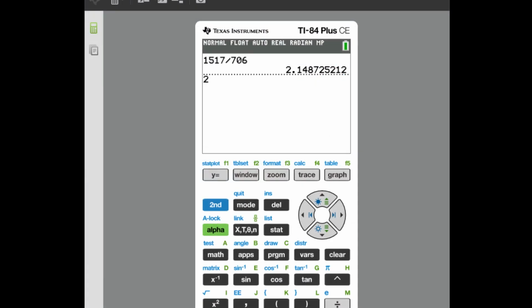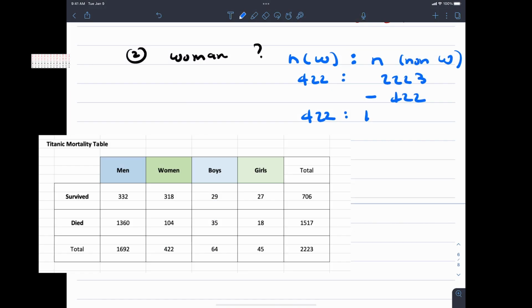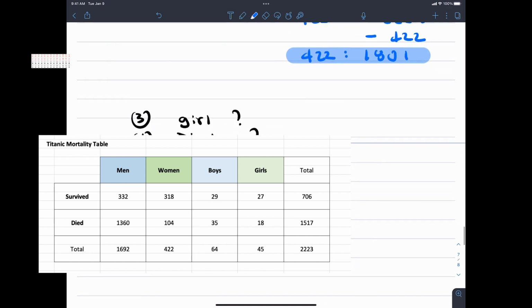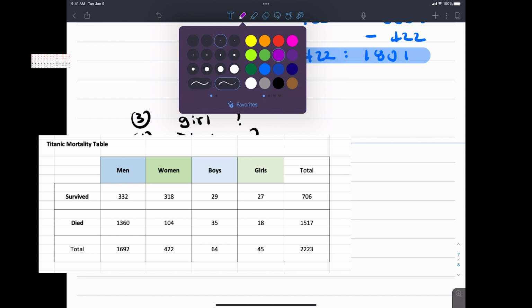So in the TI, 2223 minus 422. Okay. Is it 1,801? Okay. So the ratio will be 422 to 1,801. Now remember, this is your answer. But very often, it's not in the most useful format. Meaning, you can say 422 to 1,801. That's the odds for selecting a woman. What do you really want to do with that? You want to unitize.